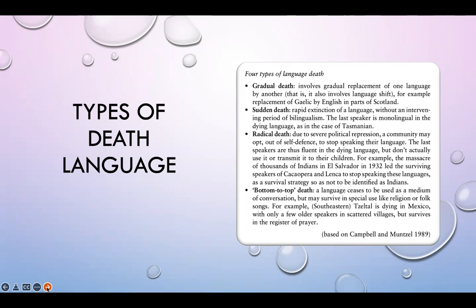And here we have types of language death. We have gradual death, which involves gradual replacement of one language by another, like Gaelic by English in parts of Scotland. And we have sudden death, abrupt extinction of a language without an intervening period of bilingualism, like Tasmanian. Radical death: due to severe political repression, a community may opt out of self-defense to stop speaking their language. The last speakers are thus fluent in the dying language, but don't actually use it or transmit it to their children.